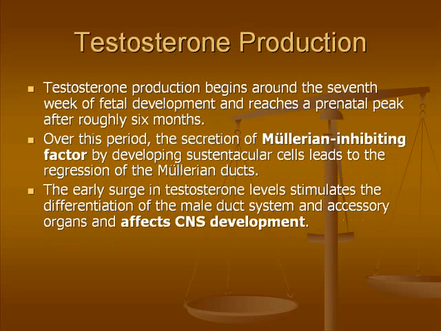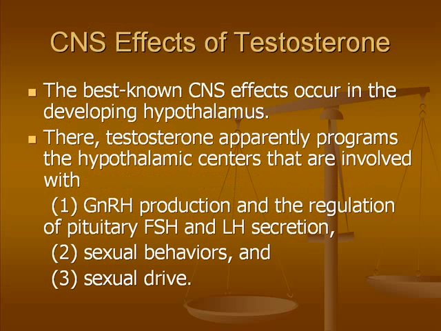Testosterone production begins around the seventh week of fetal development and reaches a prenatal peak at around six months. We also see other factors. The Müllerian inhibiting factor that we talked about a little bit earlier, produced by the sustentacular cells, will lead to a regression of the Müllerian ducts. The early surge in testosterone levels stimulates differentiation of the male duct system and the accessory organs, and it also affects development in the central nervous system. The best known effect on the CNS occurs in development of the hypothalamus. Testosterone apparently programs the hypothalamic centers to be involved with gonadotrophin-releasing hormone production and the regulation of follicle-stimulating hormone and luteinizing hormone at the level of the anterior pituitary gland.